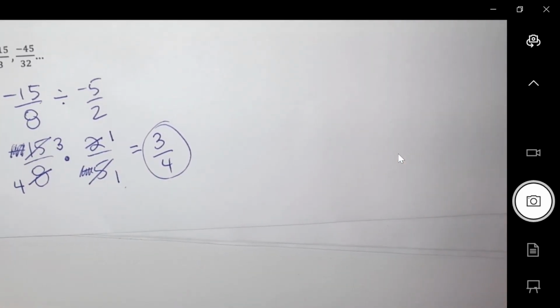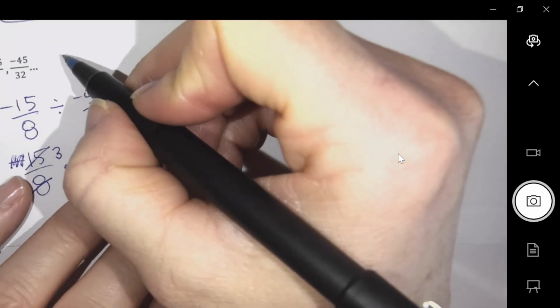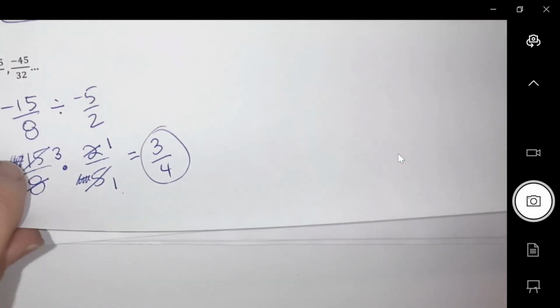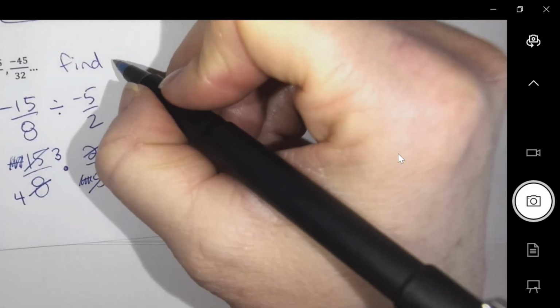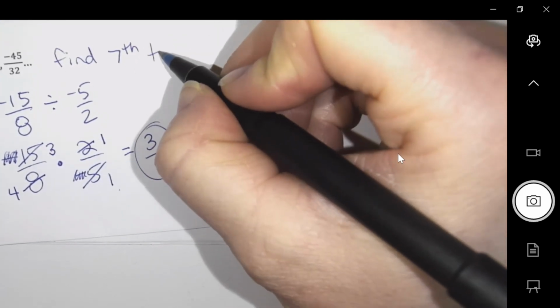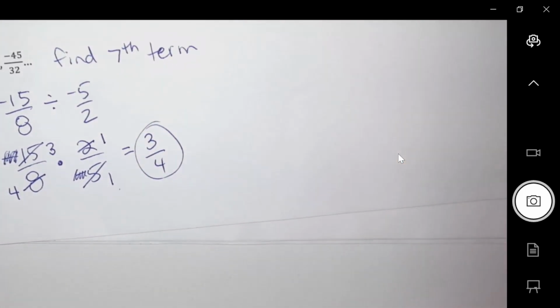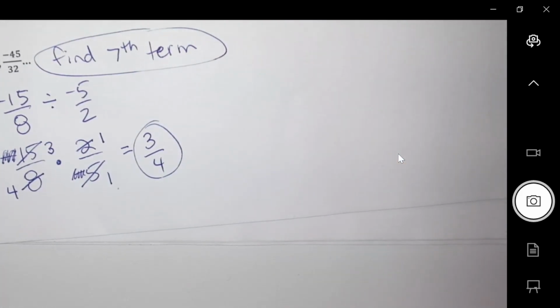Oh, I guess I didn't even tell you which term to find. That's not good. Find the 7th term. The 7th term is given though, that would be easy. Negative 15 over 8, done. Find the 7th term.